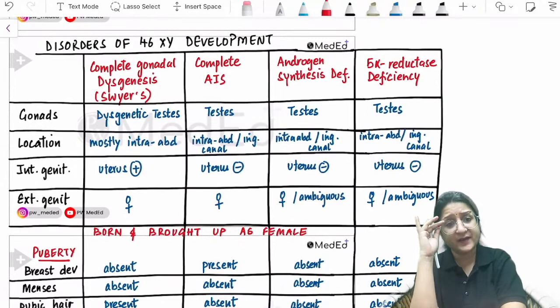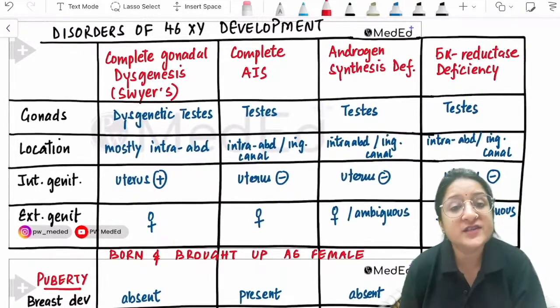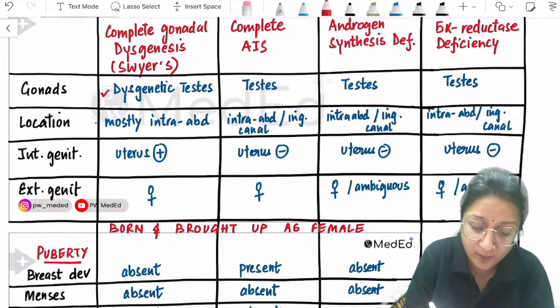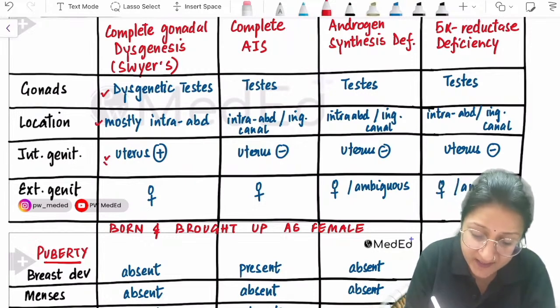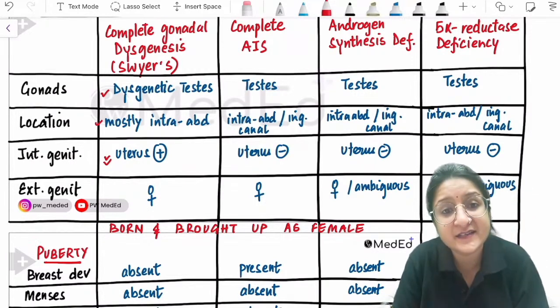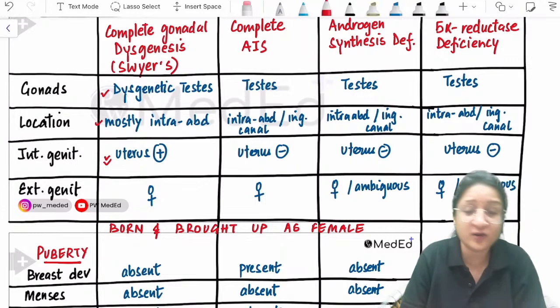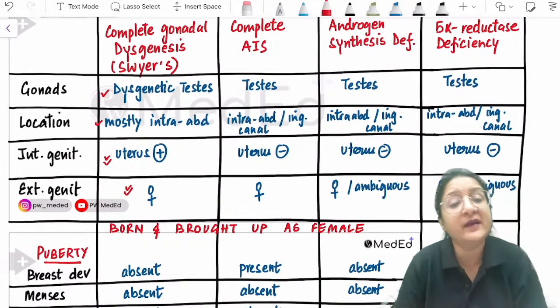Disorders of 46XY development. When there is a complete gonadal dysgenesis, they are dysgenetic testes. Mostly they are intra-abdominal, but they can be anywhere in the inguinal canal also. Uterus is present in complete gonadal dysgenesis or 46XY Swyer syndrome. Yes, deepening of voice means male-like voice. Yes, external genitalia is female.